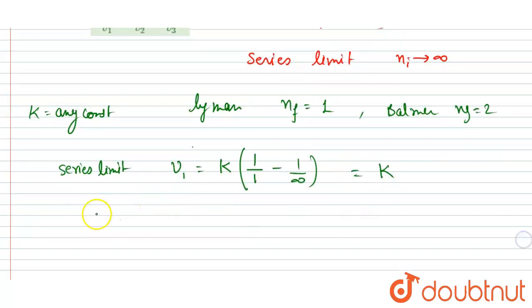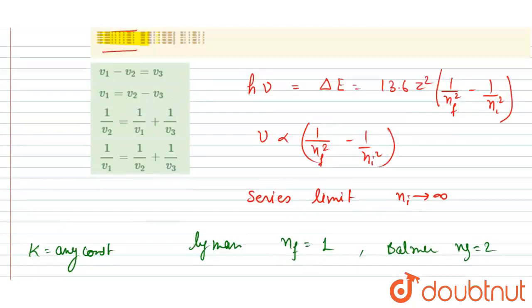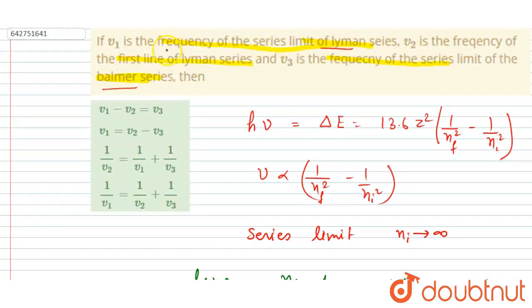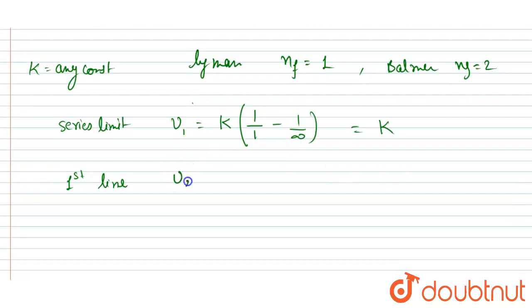And if I talk about the first line of Lyman, as given in the question, the first line of Lyman series has this frequency. So I will write the frequency of the first line of Lyman is equal to k times 1 minus, for the first line of Lyman the n final will be 2, so 2 square, I will write 4, so it will be equal to 3k by 4.